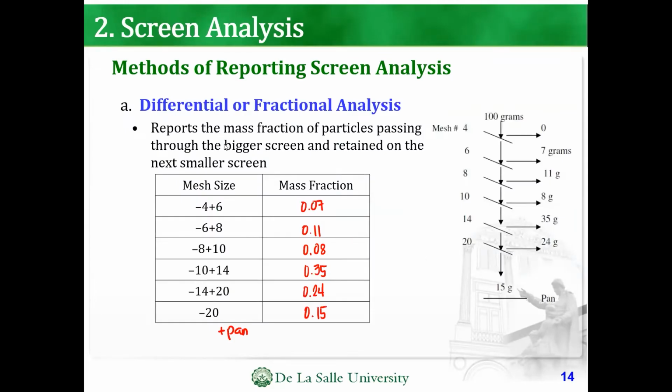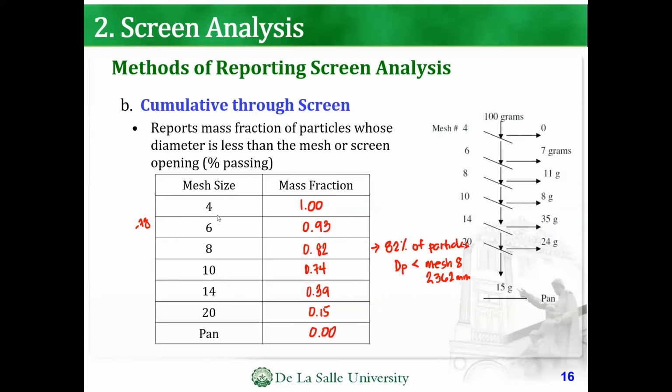The methods of reporting screening analysis are differential, which is the easiest because each fraction size is represented beside the mesh sizes or beside the screens. Whereas if it's cumulative through the screen, you have to remember, everything will pass through mesh 4. That's why that's 100% passing.